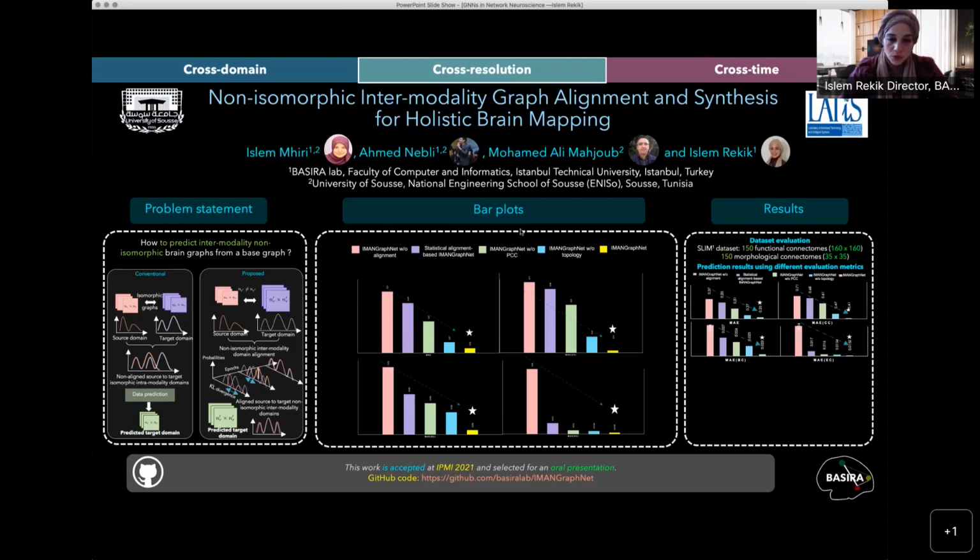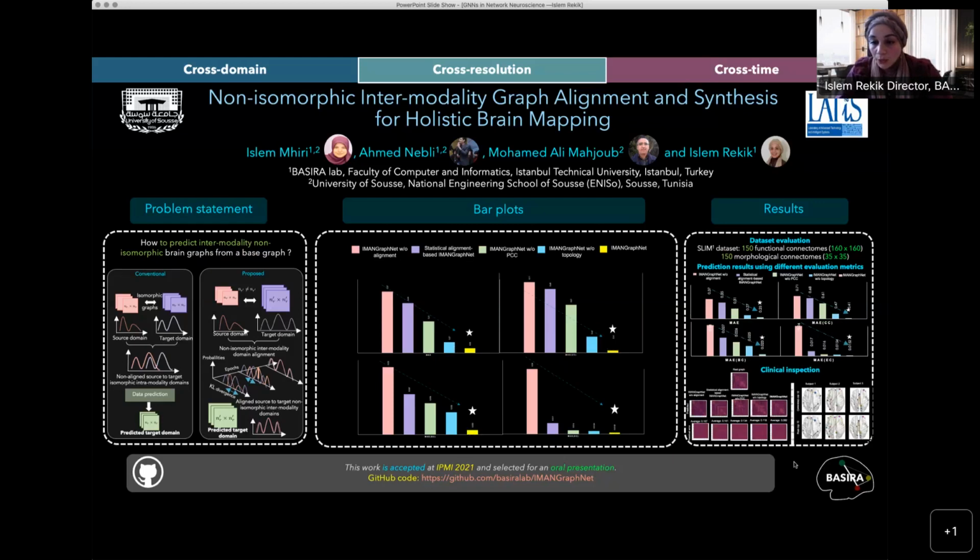Now, we also introduced what we call a Pearson correlation loss function. So when we remove this loss, we still have some alignment, and there was a decrease in the error. Now, Iman GraphNet without topological loss still decreased, but when we use Iman GraphNet with the topological loss PCC and the alignment, you see you have the best results, the lowest error here. Using a two-tailed paired t-test, we also got a p-value lower than 0.005.